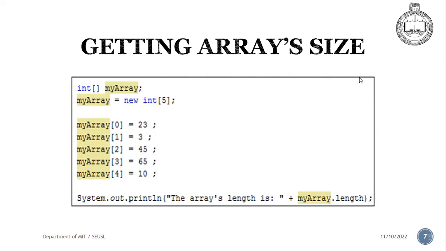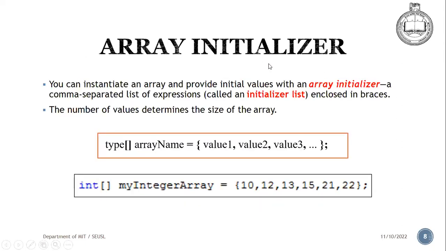So that's how it's done. But there's still another way that you can use. That's what I'm going to introduce here, which we call array initializer. So using this particular format also, you can create an array. So how can that be done here?